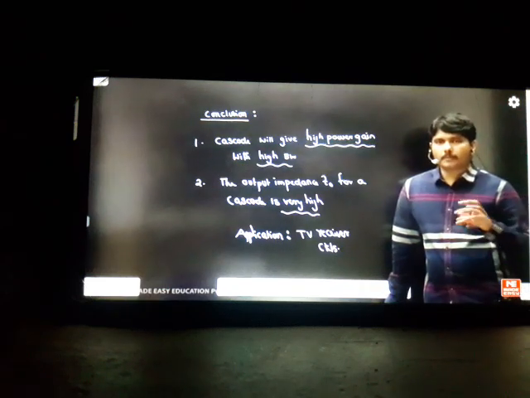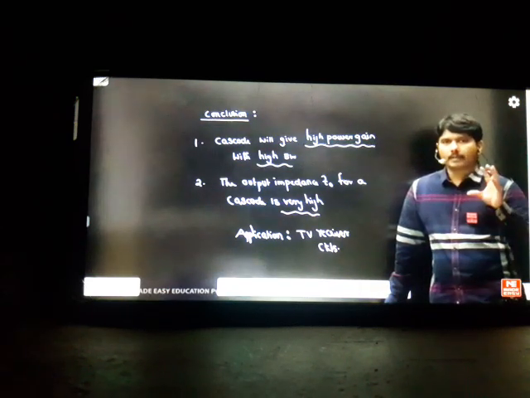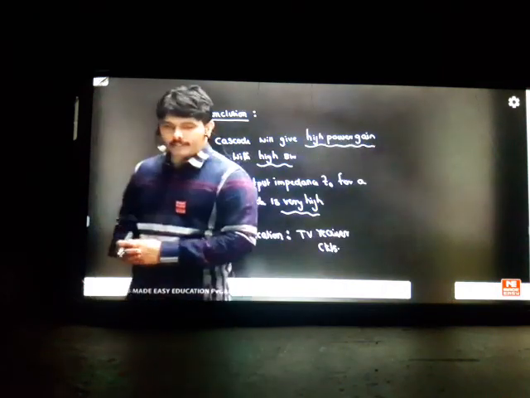In current mirrors, whenever you want a very high output impedance, you can use cascode current mirrors, which are advanced mirrors and not in the syllabus. That's why I have not taught you. But current mirrors are generally built with cascode techniques because they give high output impedance, which is important for constant current sources.